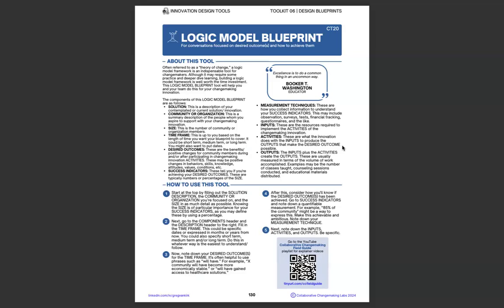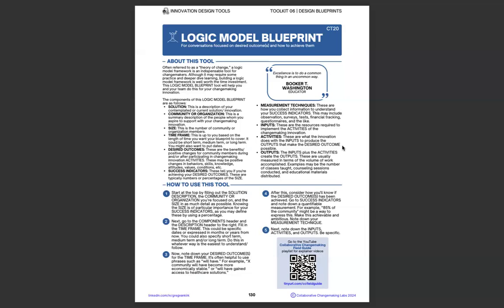Inputs or resources, right? These are the resources required to implement the activities of the change-making innovation. Activities. These are what the innovation does with the inputs to produce the outputs that make the desired outcome. And outputs. The inputs plus the activities create the outputs. These are usually measured in terms of volume of work accomplished. Examples may be the number of classes taught, counseling sessions conducted, and education materials distributed. Okay, so these are all the different components of the logic model blueprint.